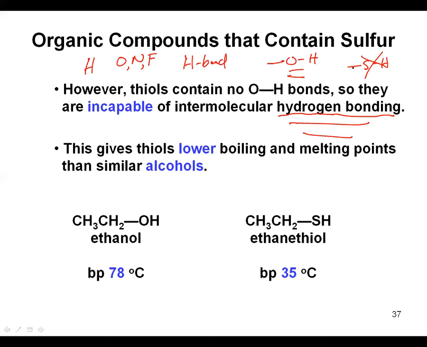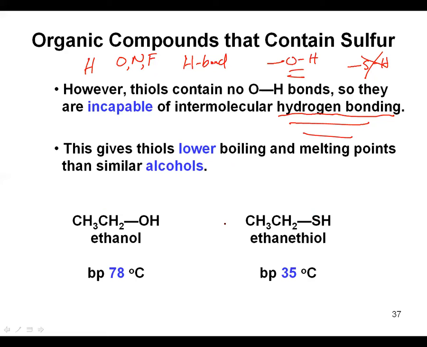So again, even though it has a hydrogen, it doesn't have one of those oxygens, nitrogens, or fluorines attached to it. So technically it is not going to be able to hydrogen bond like we do see in alcohols. What that means is, as we can see on the bottom, the alcohol is still the champ here in terms of boiling points. It is higher than a thiol.